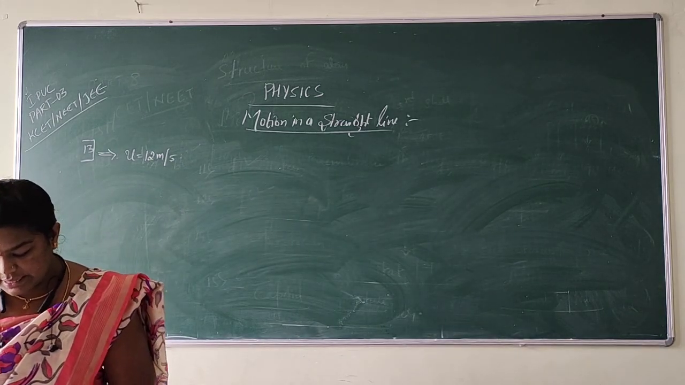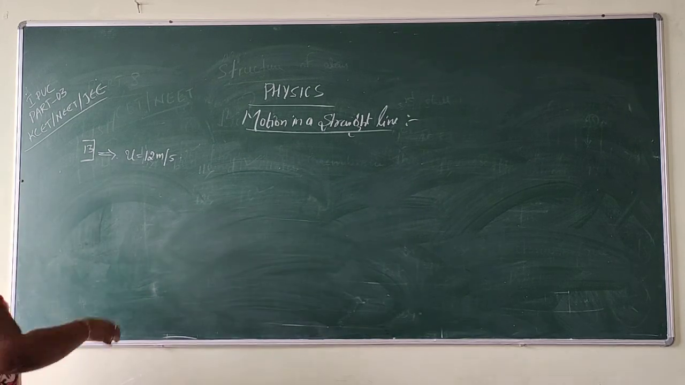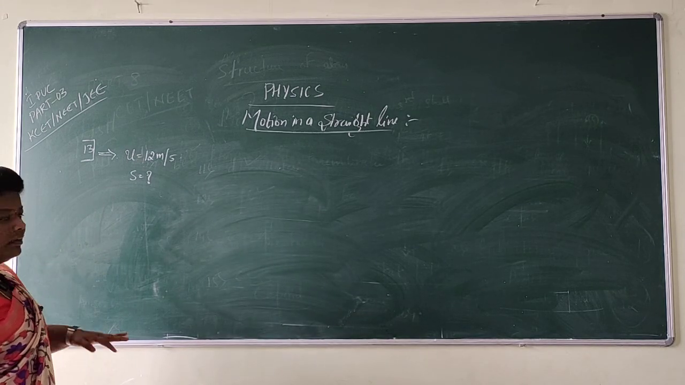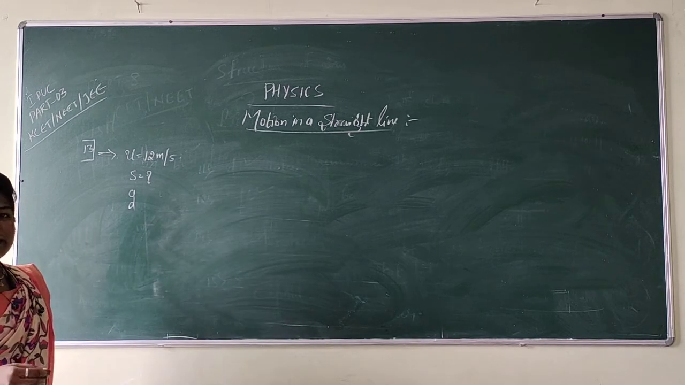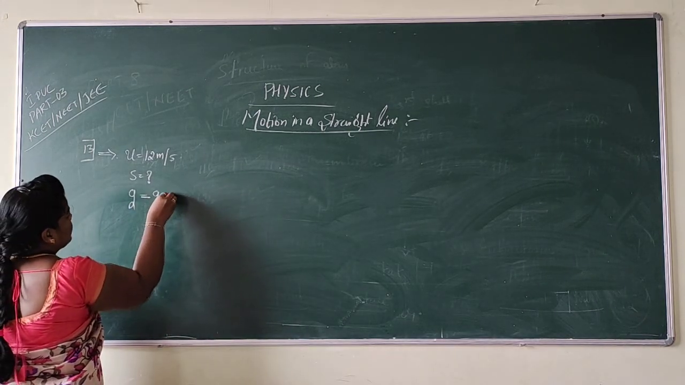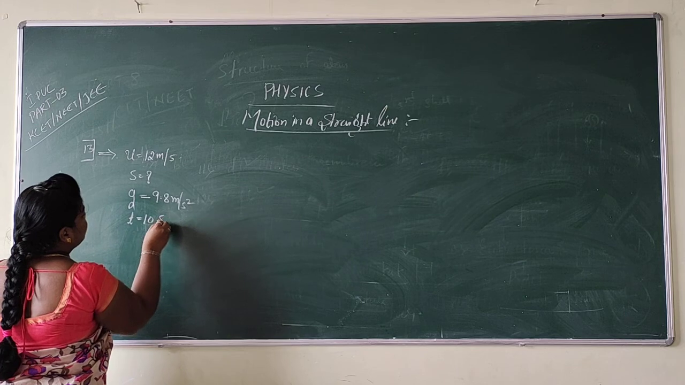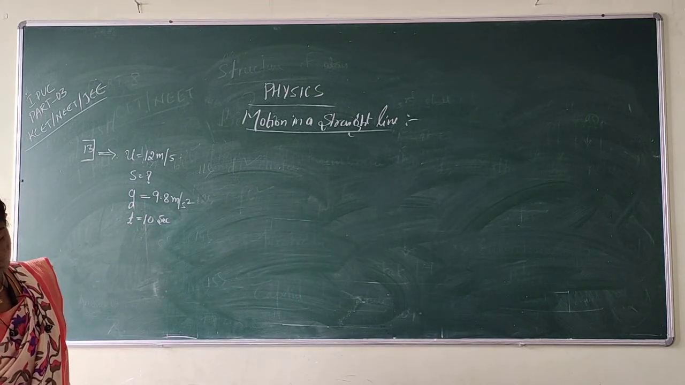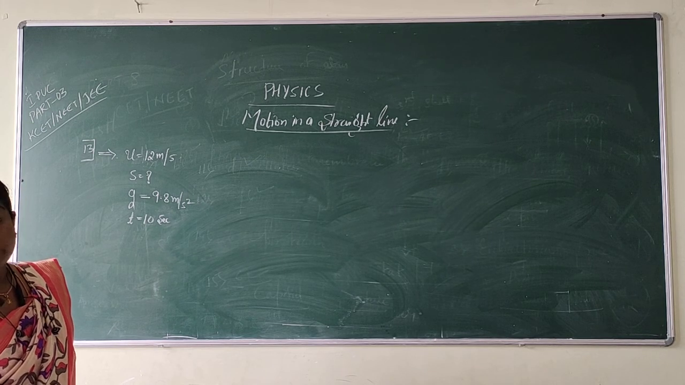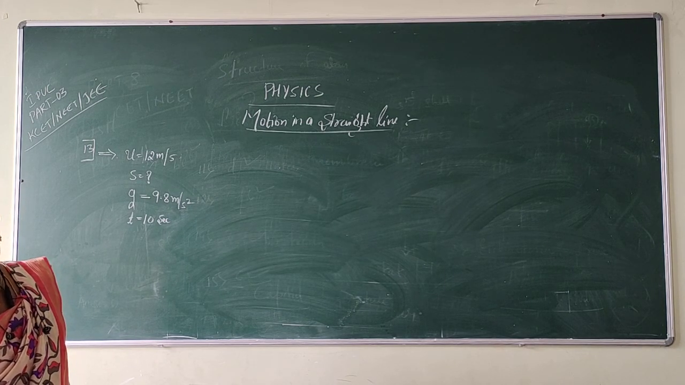The question continues: the displacement of the stone from the point of release after 10 seconds. We should calculate the displacement of the stone which is falling down. If the object is falling down, it has an acceleration due to gravity, which I said in the theory classes is positive, 9.8 meter per second square. The time given is 10 seconds. The options are 725 meter, 610 meter, 510 meter, and 490 meter. So how to calculate it, my dear students?